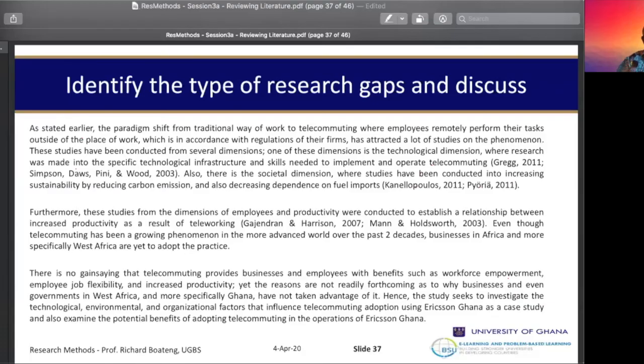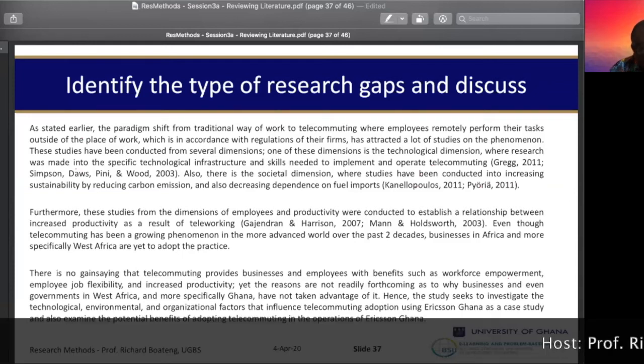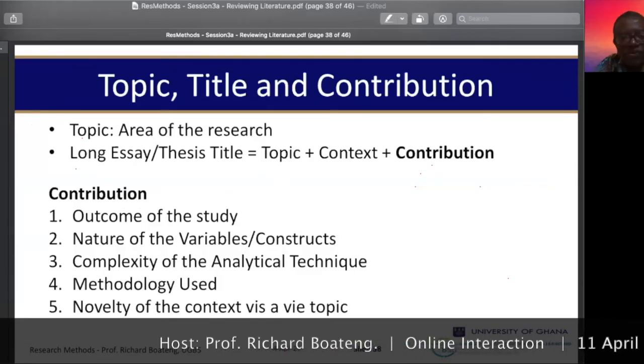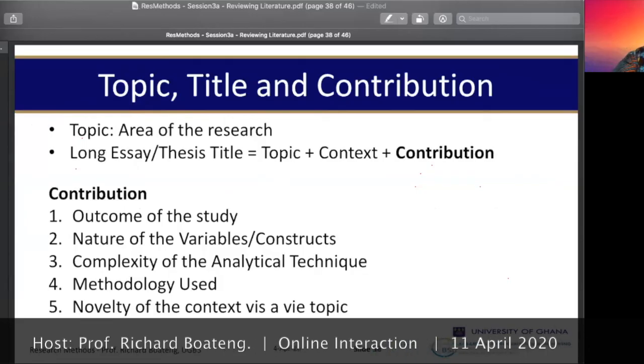Interesting contribution here. So he found the gap, which was a context gap, even though he had an issue in mind, and then realized that he needed to address it. But before he could start, he pointed out which factors he's going to examine, not just saying that I'm going to examine telecommuting, but what are you going to examine about telecommuting? He stated it out there. Okay. So how then does it become your title, your contribution, your topic?